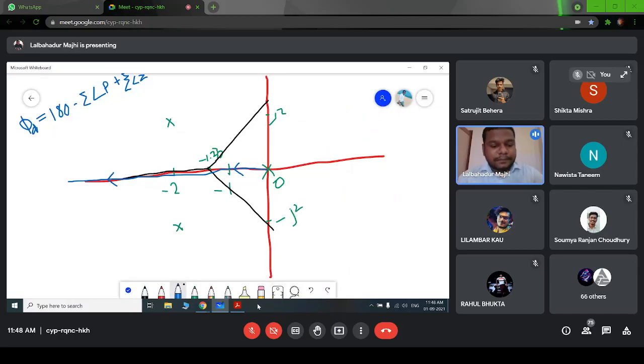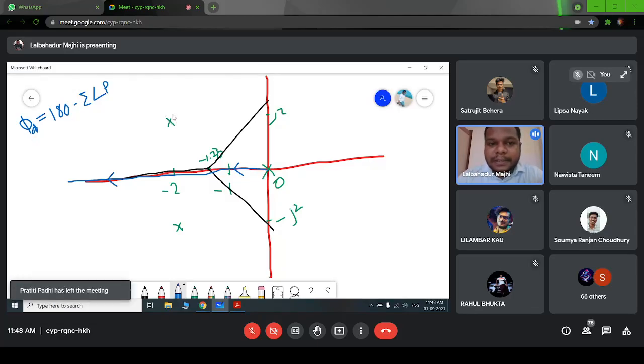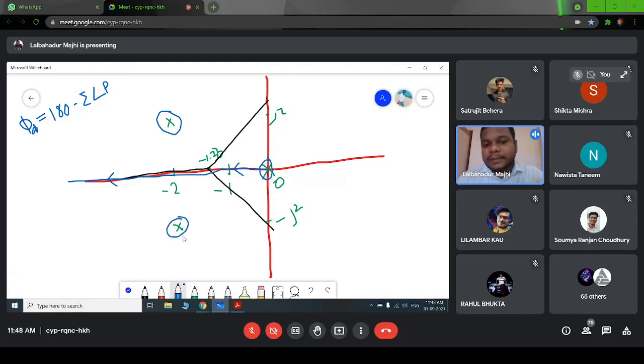So we don't have any zero here, so we'll limit to this pole only. For this pole, we have to calculate the angle of departure. We have two other poles left, the origin and this other one, the mirror image one. So from all other poles, we have to draw the lines.